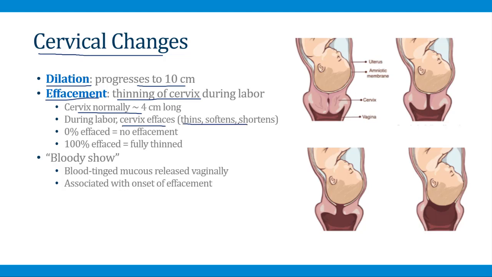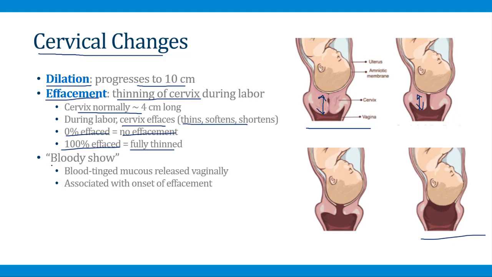and shortens. If you look at these drawings on the screen, initially the cervix is closed and it's also relatively long. But as labor progresses, not only does the cervix begin to open up, but it thins, and that's the process of effacement. Eventually the cervix is fully dilated and effaced. We refer to effacement as a percentage, so 0% effaced means there's no effacement occurring yet. 100% means the cervix is fully thinned.